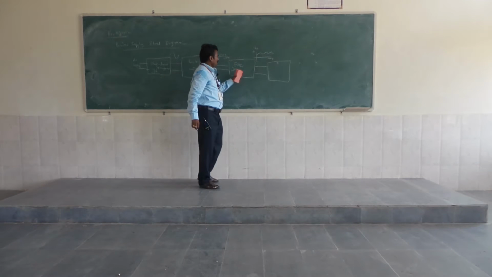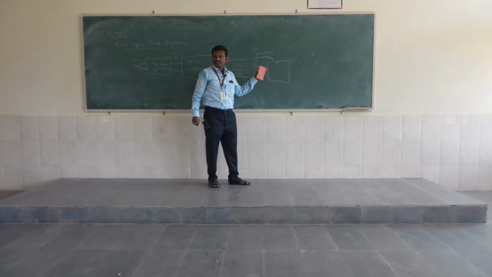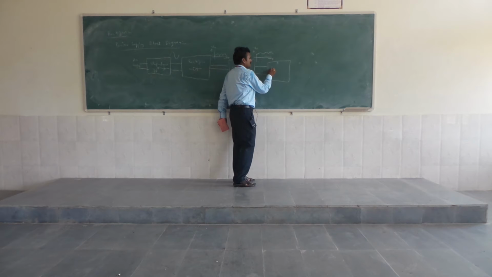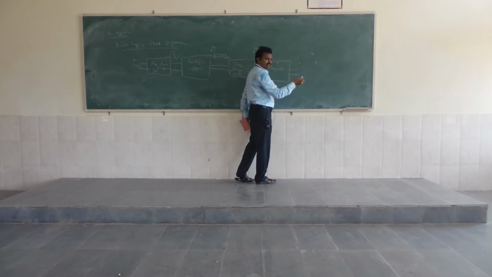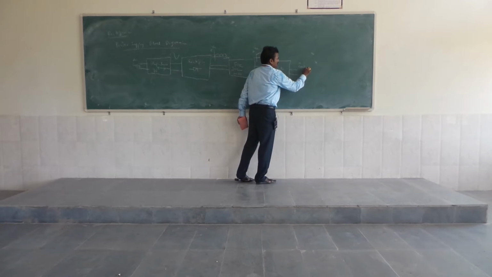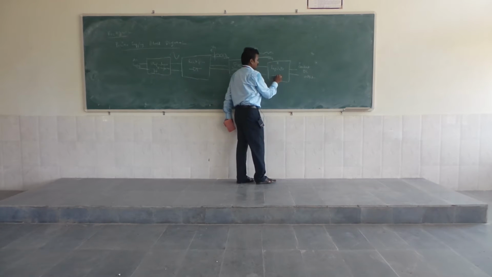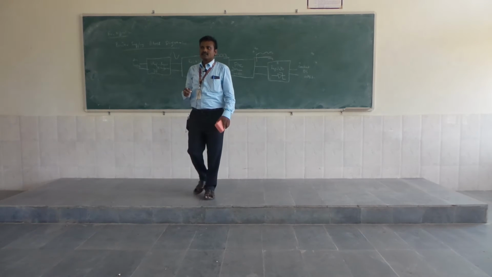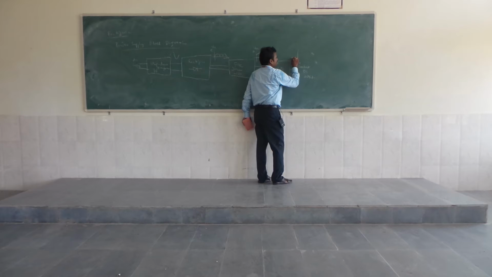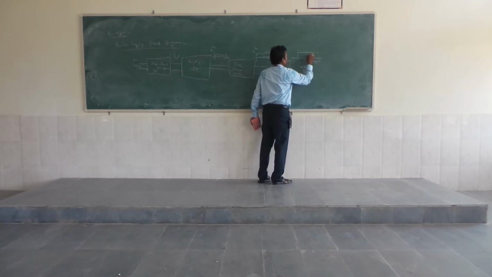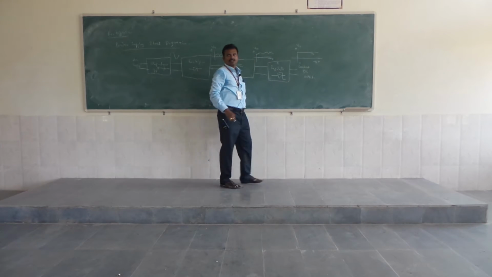Next, the output of the filter is given to the regulator. The regulator will maintain a constant DC output. Mostly we use a Zener diode as the regulator because a Zener diode acts as a voltage regulator. And finally we are getting a constant DC output.